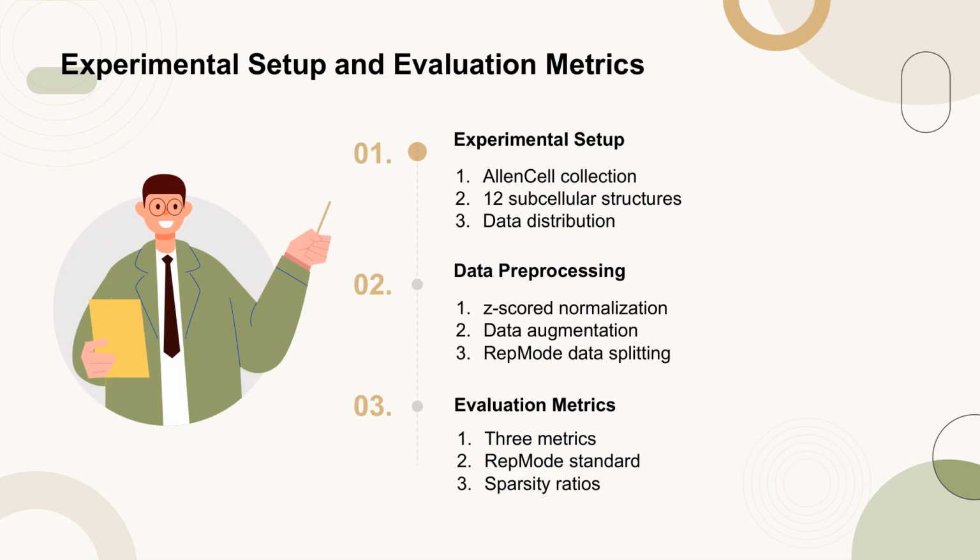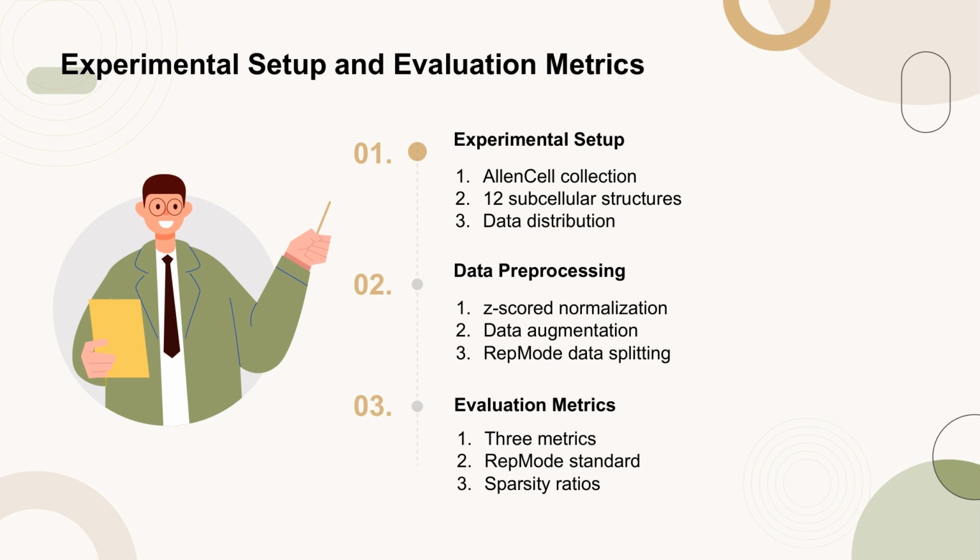The experiments are conducted using the Allen cell collection, which includes 12 distinct subcellular structures. The data distribution involves selecting 25% of samples for evaluation and 10% of the remaining data for testing. Pre-processing steps include z-scored normalization for voxels and data augmentation, following the REP mode's data splitting method. The fluorescence labels and TL input images are resized to specific voxel dimensions. The evaluation metrics are based on the REP mode standard, utilizing 3 key metrics to assess performance. The sparsity ratios of 2, 4, and 8 are compared, with a ratio of 8 indicating an 87.5% reduction in imaging frequencies.